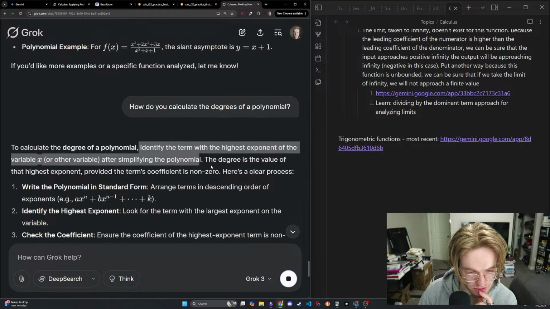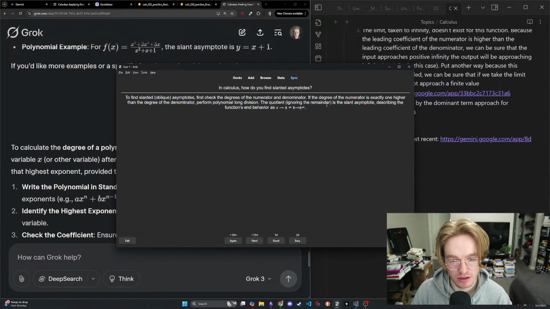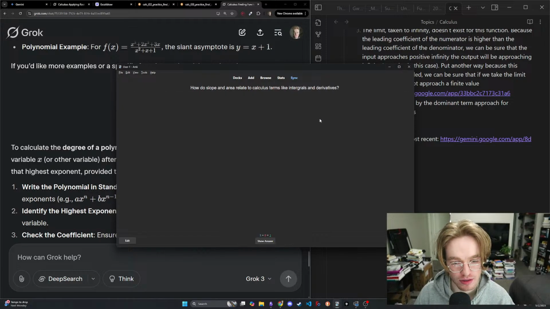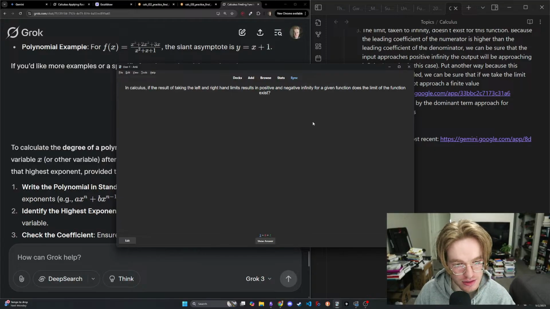Identify the term with the highest exponent. The degree is the value of the highest exponent. Okay, that's correct. Derivatives relate to the slope, and integrals relate to the area, because integrals are area under the curve. If the results of taking the left and right hand limits are positive and negative infinity for a given function, does the limit exist? It does not exist. They need to be equal when taken from the left and the right.